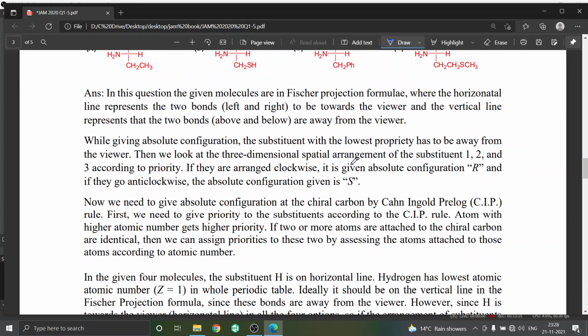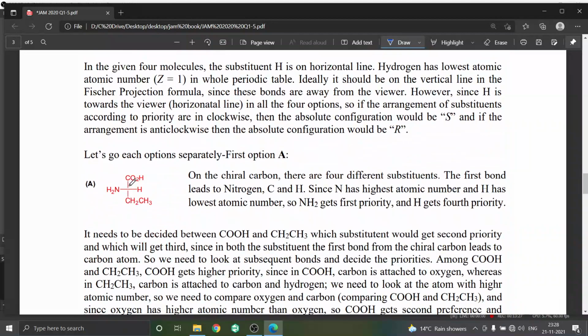So whatever I am saying, I have written here all this. So let's go to this molecule. So here if you see, this is the chiral carbon. We have to talk about the absolute configuration of this chiral carbon. So we see the first bond. First bond here is hydrogen, which has atomic number 1. Here the first bond leads to nitrogen, which has atomic number 7. Here the first bond leads to carbon, which has atomic number 6, and here also it is carbon, which is atomic number 6. So very clearly nitrogen has the highest atomic number, so this NH2 gets first preference. Now hydrogen has the least atomic number, that is 1, so it will get the least priority, that is 4th.